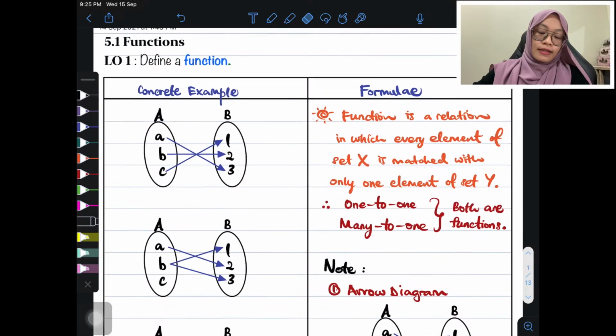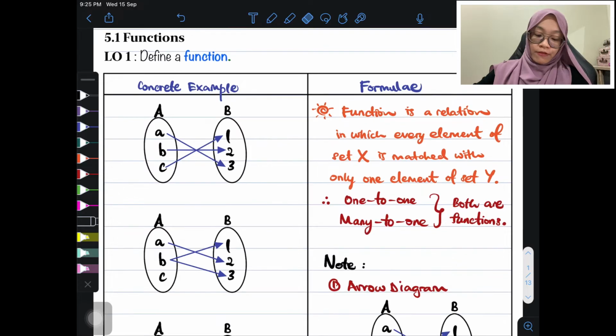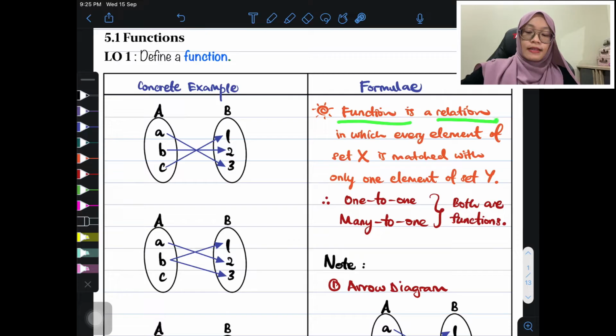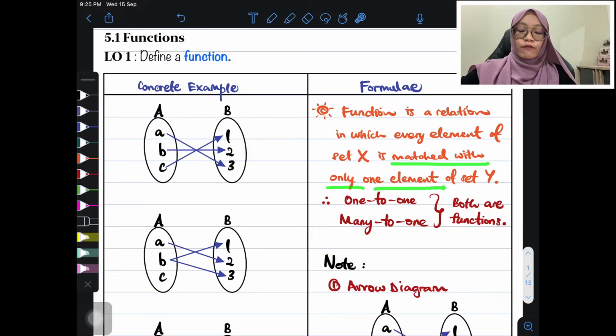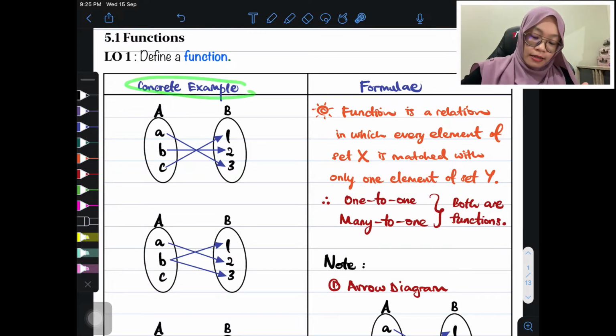So the first subtopic for this chapter 5 is 5.1 Functions. Let's go to the first LO. The first learning objective is define a function. A function is a relation in which every element of set X is matched with only one element of set Y. Okay? Before you understand that definition, let's go to the concrete example.